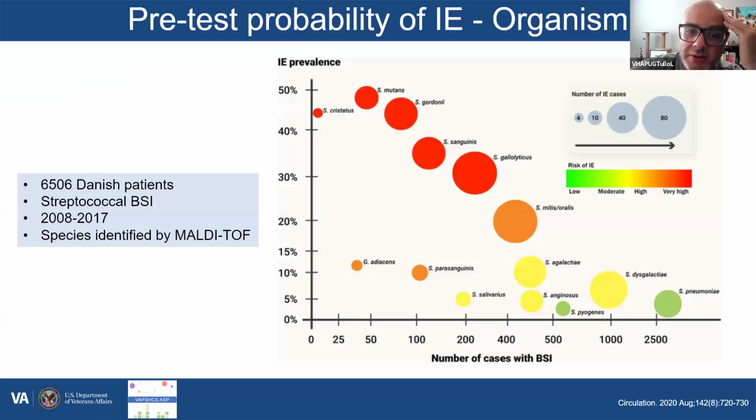When you look at streptococcal species, some species are more strongly associated with endocarditis than others. This is a Danish study that looked at around 6,000 patients with different types of strep bacteremia. If they're red, that means the association between that species and endocarditis is higher. The size of the dots just means how many cases there were, so the bigger had more cases. Things like Strep gallolyticus, which used to be called Strep bovis, Strep gordonii, Strep mutans, and Strep sanguinis have very high associations with endocarditis, whereas things like group A strep and Strep pneumoniae, not so much.